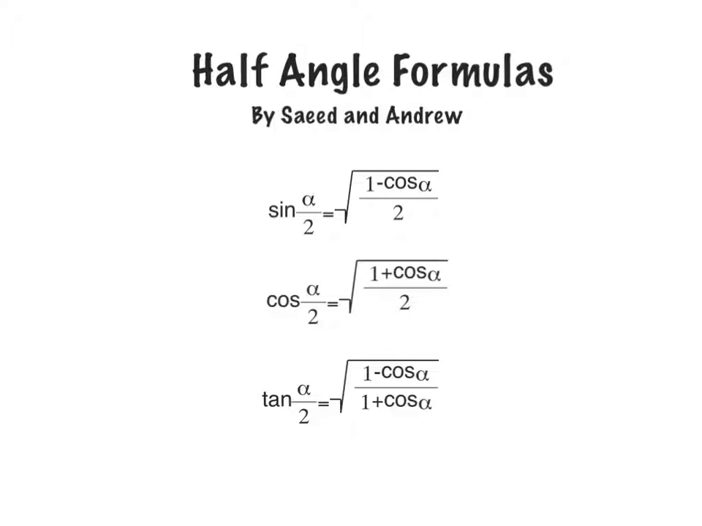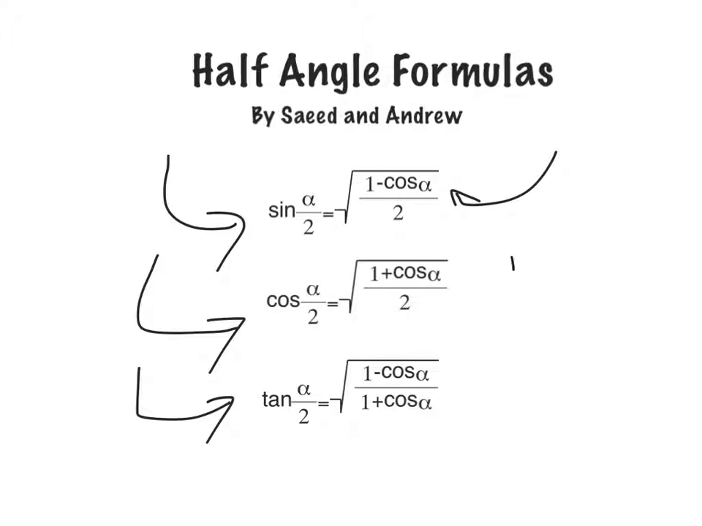So as you see here, we've got three different formulas. We've got one for the sine of alpha over 2, one for the cosine of alpha over 2, and one for the tangent of alpha over 2. The way we generally use these formulas is that we have an angle, and after dividing it by 2, we have this angle here, which is what we're going to be using in our actual equation.